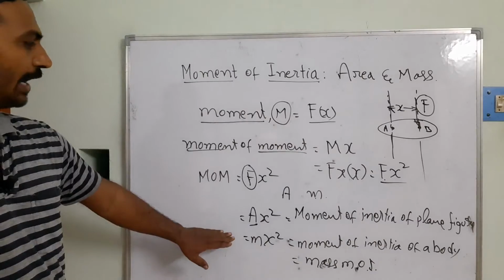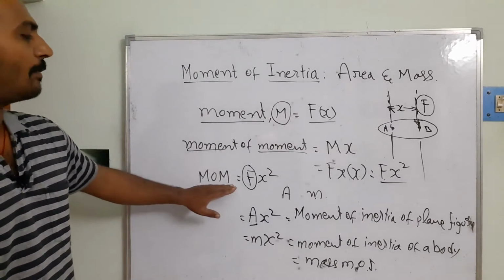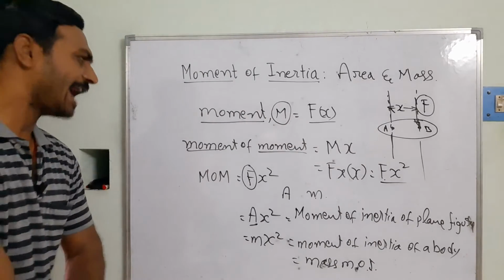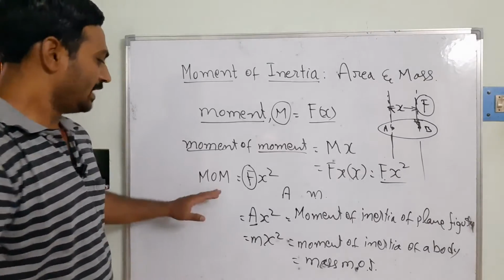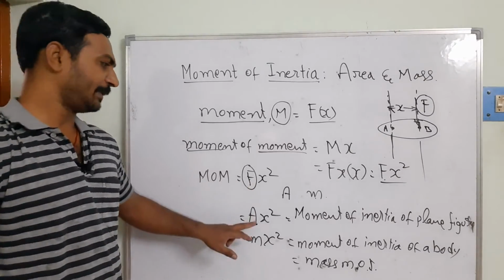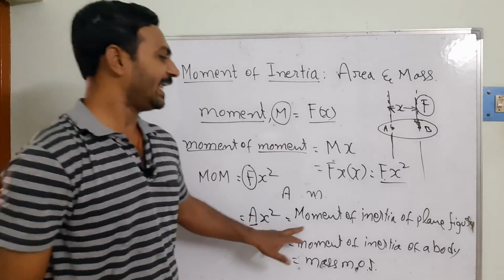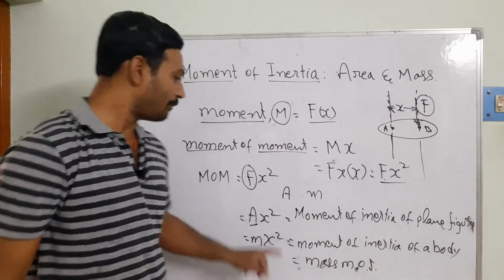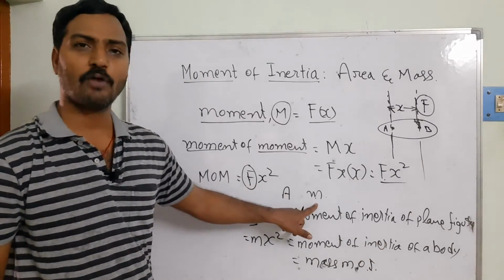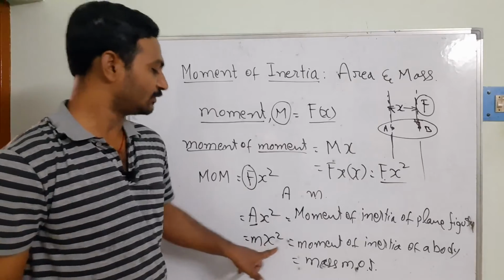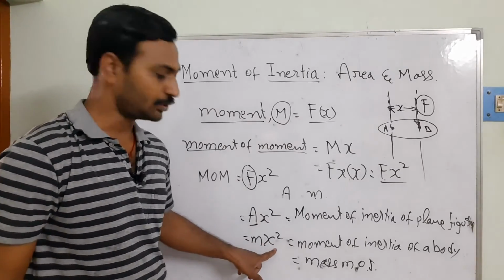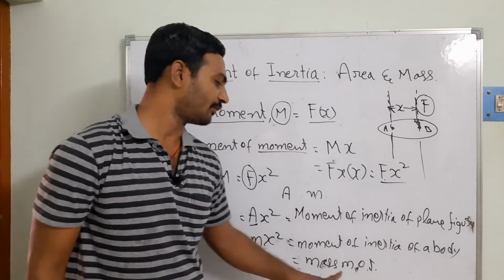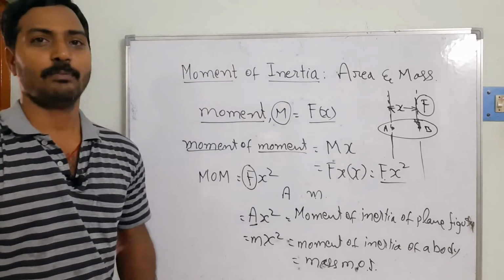I hope you are able to understand the difference between moment of moment, which we sometimes call angular momentum also here. When I replace the force with area, we can say that is the area moment of inertia. When I replace the force with the mass of a body, then I can say that is going to be M X squared, that's the magnitude, and that's going to be the moment of inertia of a body or mass moment of inertia.